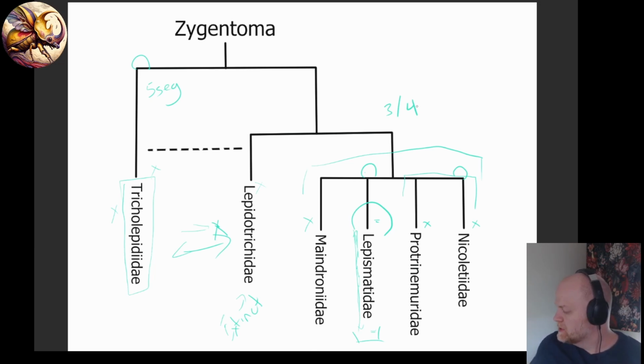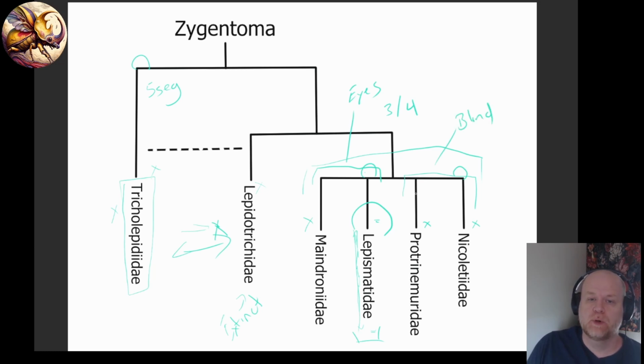And then there's some other differences. For the Lepismatids and the Maindroniids, one of the things that you can tell about them immediately is they have eyes. And as far as I can tell, all of the Nicoletiids, and I think all of the Protrinemorids, are blind. They have no eyes. The Protrinemorids used to be part of the Nicoletiids, and that recently got split out. As far as I can tell, I was looking through the literature because there's not a ton of information I could find on the Protrinemorids because it's a newer group. I believe they're all blind.